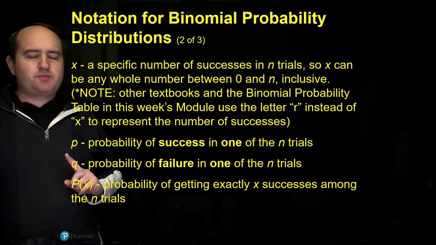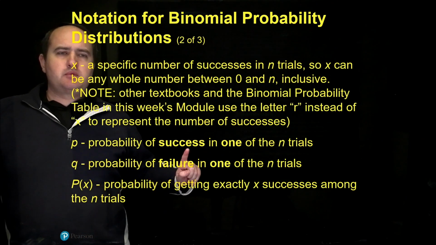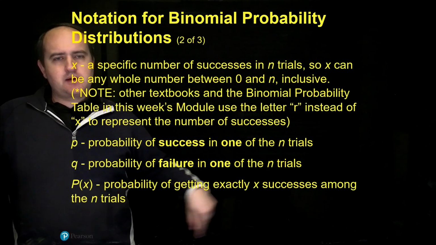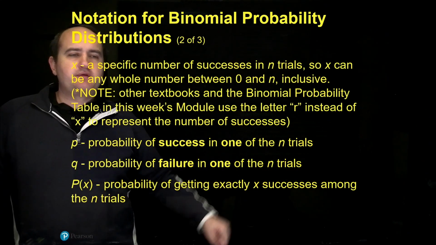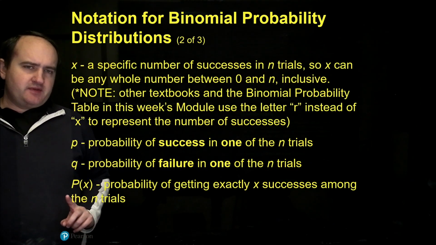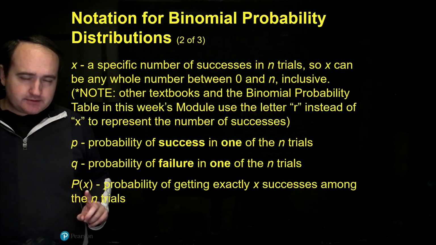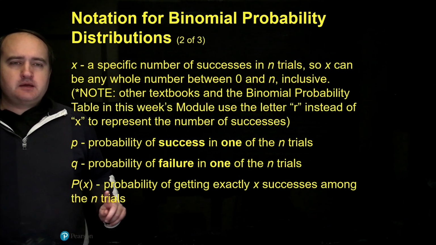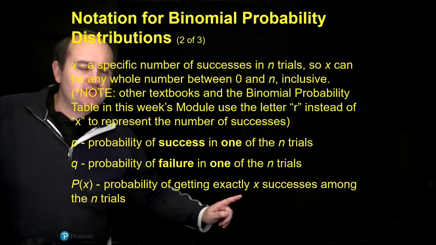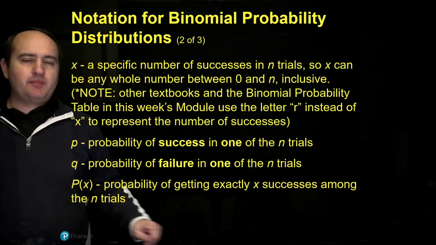Okay, so we already talked about the rest of this. So P is the probability of success in one of the trials. Q is the probability of failure in one of the trials. And then probability of X would be the probability of getting exactly X successes among the n trials.